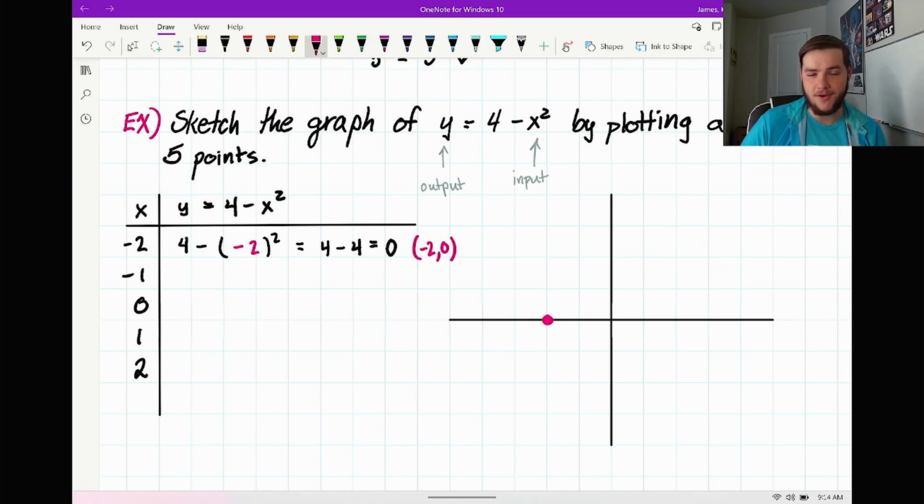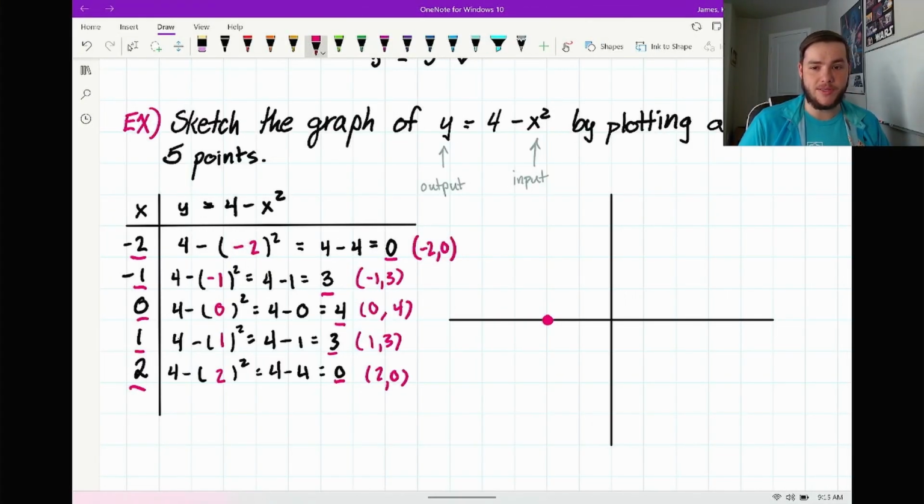Why don't you pause the video here and see if you can find the output value for all of the other x values in this table as the next 4 outputs to this function. That tells me that these 4 points also reside on the function. (-1, 3), (0, 4), (1, 3), and (2, 0) are all on this function.